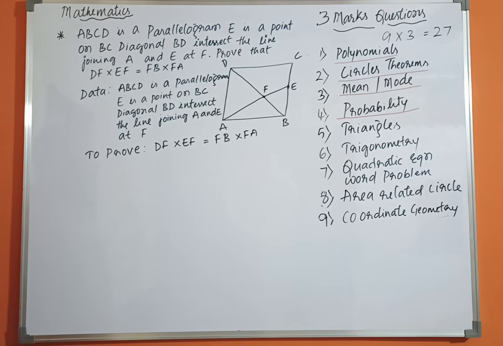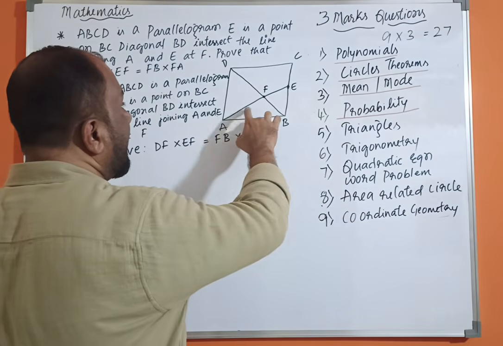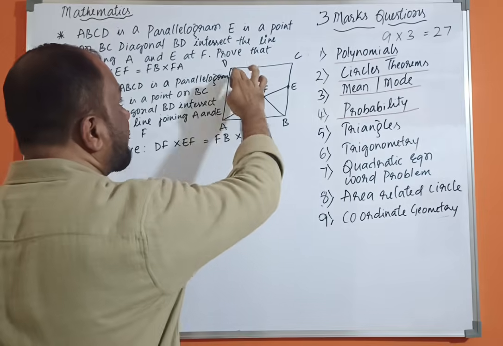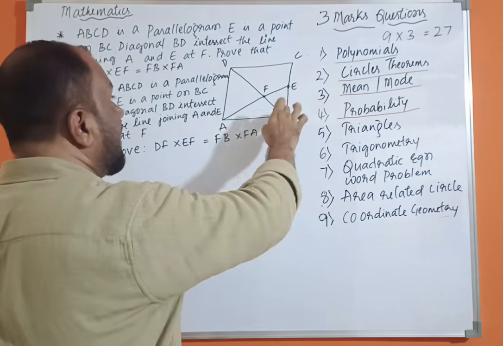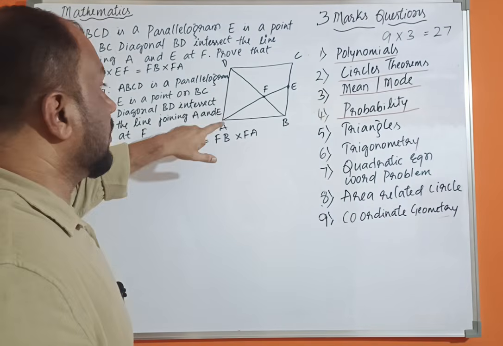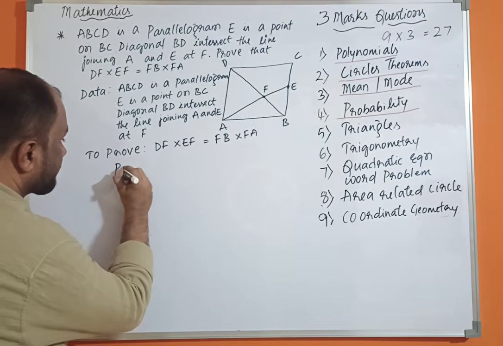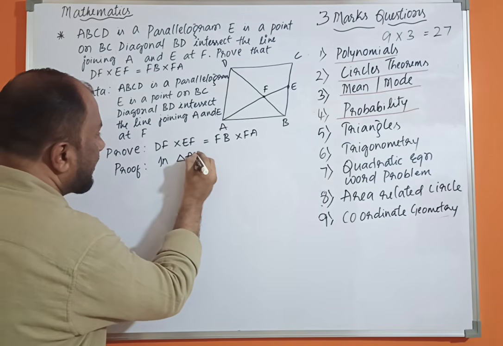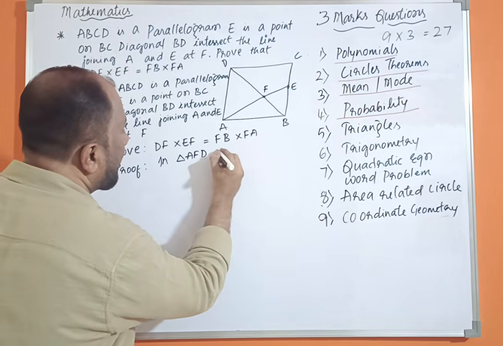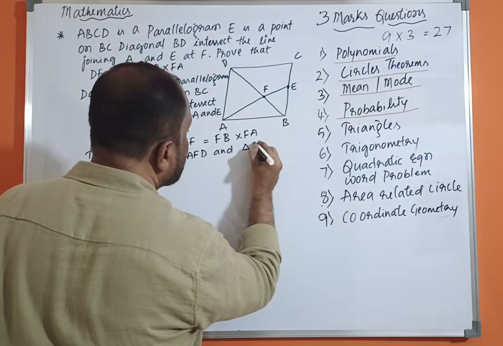Now find out the triangles in which all these four sides should come: DF, EF, FB, and FA. If I choose the triangle AFD, here I get AF and DF, two sides came. If I choose BFE, here also FE and FB are there. So I choose these two triangles, one is AFD. Proof: in triangle AFD and triangle EFB.